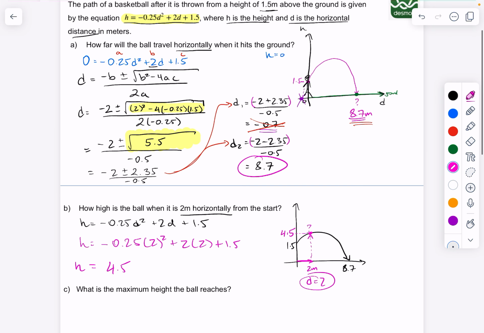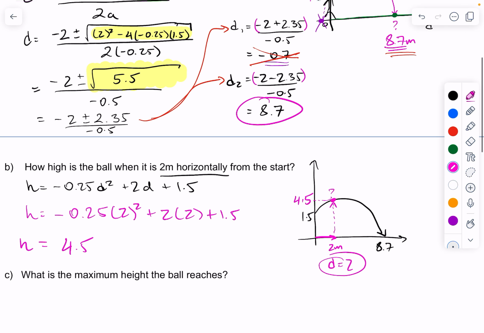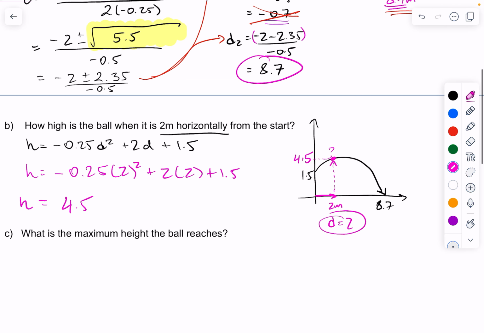So notice that if we know the y value, the h, it's a much harder problem. If we know the x value, we just sub it in and we find y. Okay?